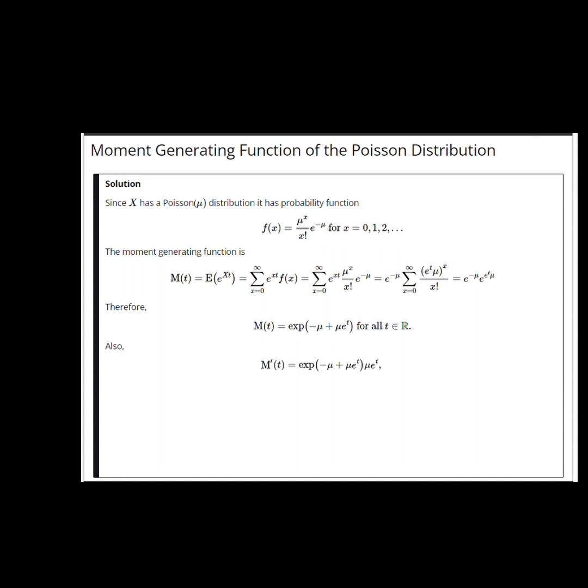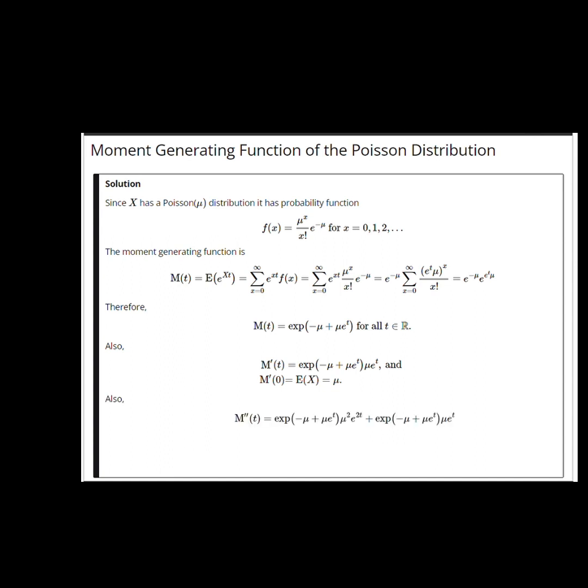The expected value we get by taking a first derivative, m primed of t, e to the minus mu plus mu e to the t, that quantity times mu e to the t. And when we substitute t equals 0 in this expression, the values e to the t all become 1, and we're left, in fact, with the simple answer, E of x equals mu. This is the expected value of a Poisson.